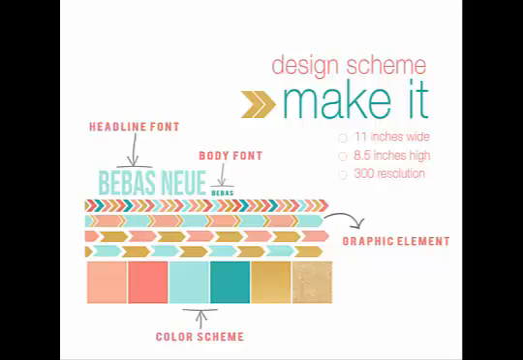Now we should be ready to actually create your design scheme. When you open up Photoshop, your document is going to be 11 inches wide and 8.5 inches high, just like a normal piece of paper. And we are going to do this at 300 resolution. When you are actually creating your design scheme, it can look a few different ways. But if you look at my example here, just make sure you include your headline font and your body font.